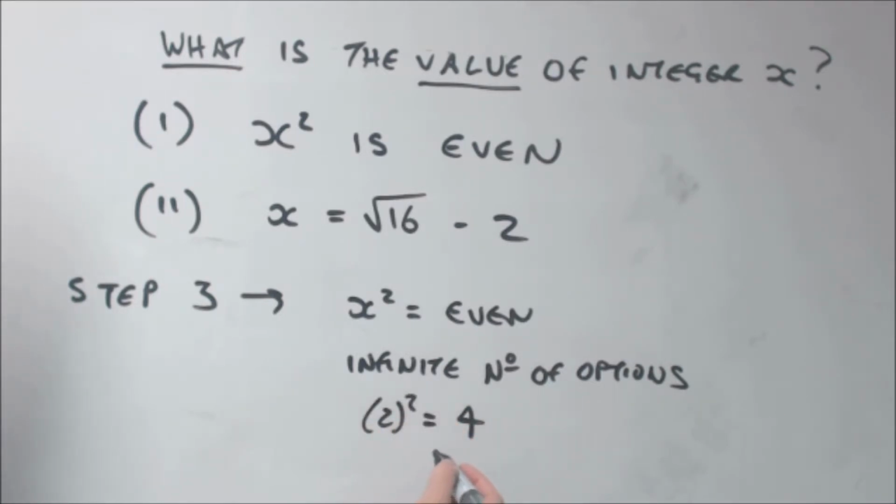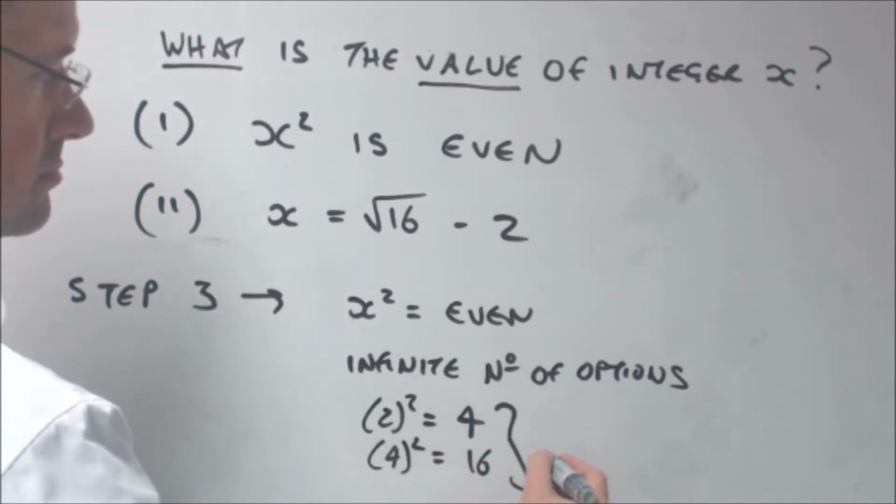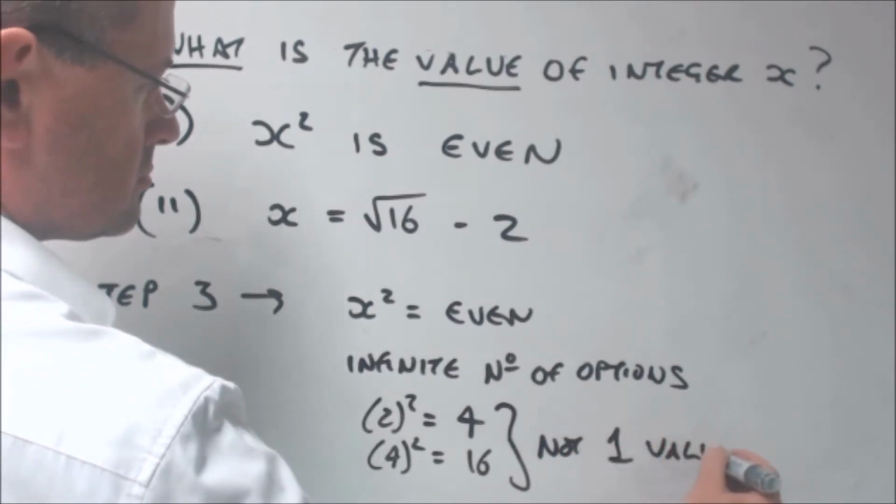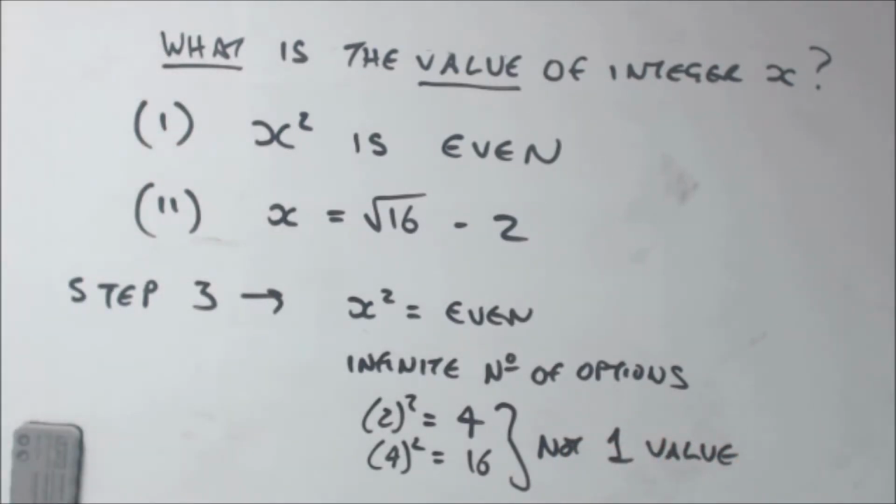Well, 2 squared is 4. Let's choose another even square, 16. Well, 4 squared. So we've got x being 2, we've got x being 4. We've got two values. In data sufficiency value questions, if you've got more than one value according to the limits of a statement, that's not sufficient. So think about that. Pause if need be, but statement 1 is not sufficient. So we're going to go down path BCE.